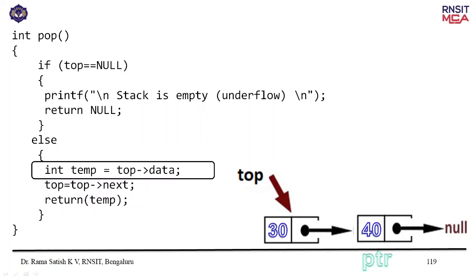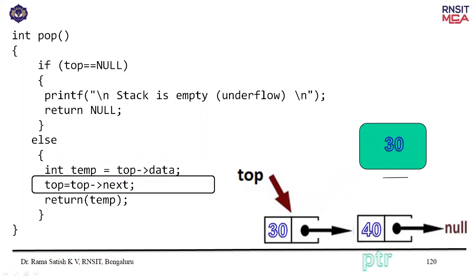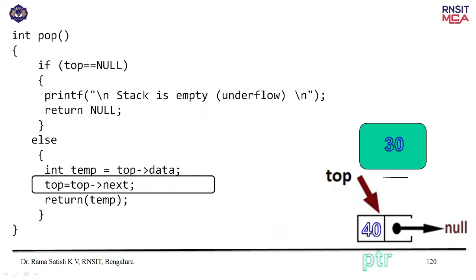You are storing the top data into a temporary variable. So 30 you are storing, and in the next step, top is equal to top of next. Top is moving to the next element. As top moves to the next element, what happens? The element gets deleted from the memory, and you are going to finally return the topmost element, that is deleting element 30 is returned to the user, and you are going to display.